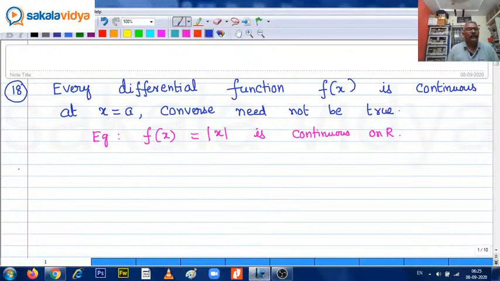And one more important point, remember, I have already discussed it in maxima and minima: every monotonic function.